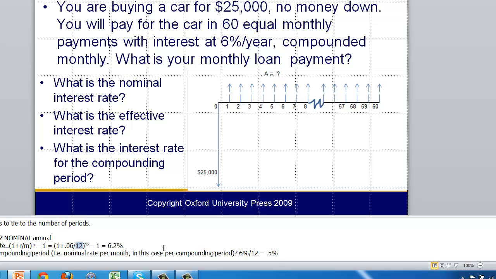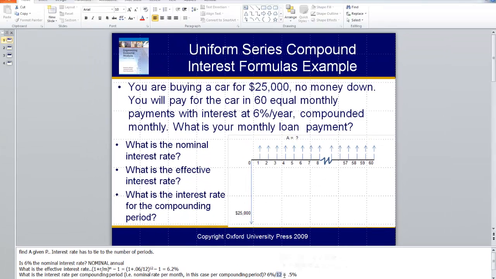We find that by just taking 6% per year divided by 12 months in a year. So it's 0.5% per month, and that is the nominal interest rate per month. I use the word nominal because that means the interest rate for the period where no compounding is taking place. Okay, so it's 0.5% per month.